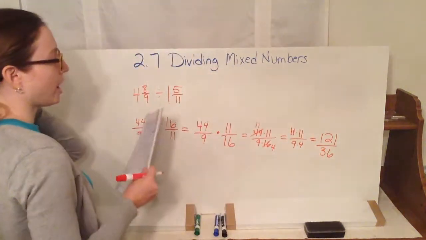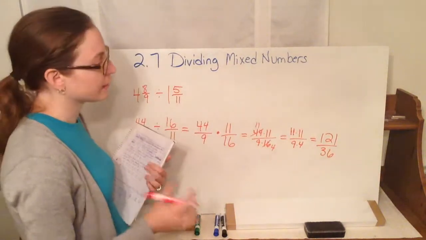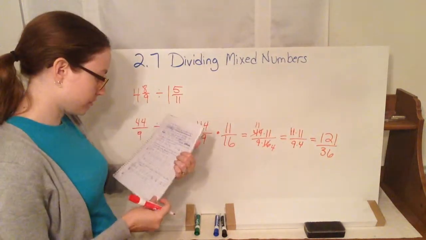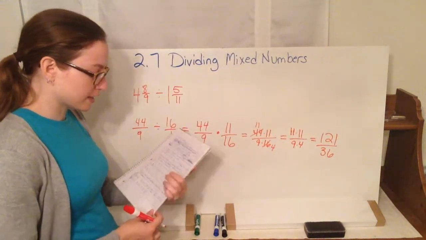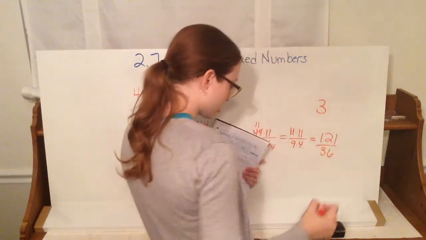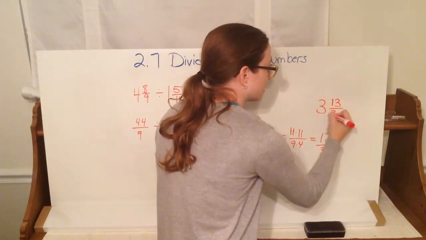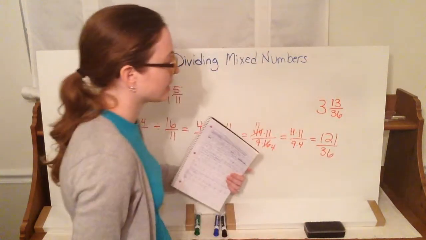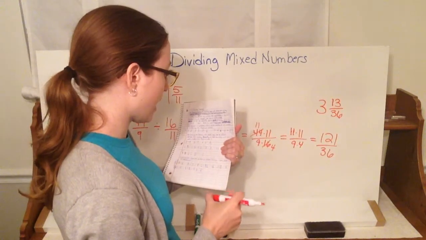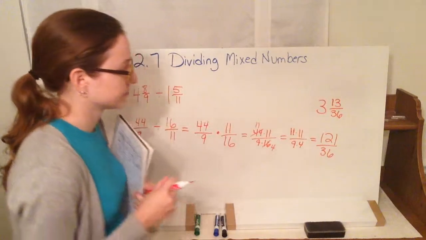Okay? But we were given the problem in mixed numbers, so we should probably give the answer in a mixed number as well. Hopefully you can do this division off to the side, but what you'll get is 3, and there's 13 out of 36 left over. And that then is our final answer. Okay?